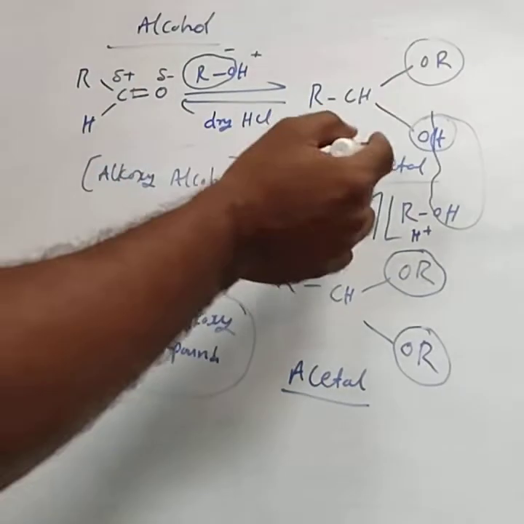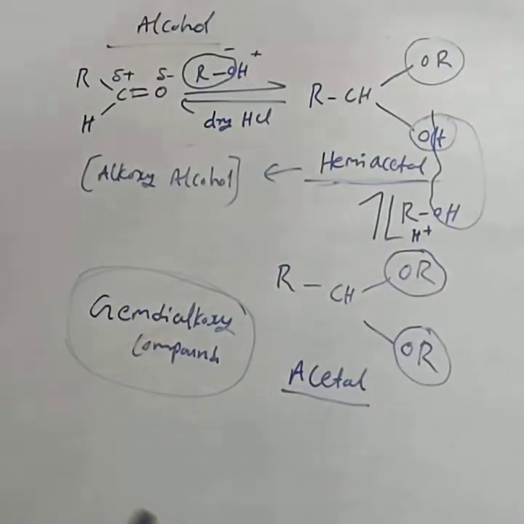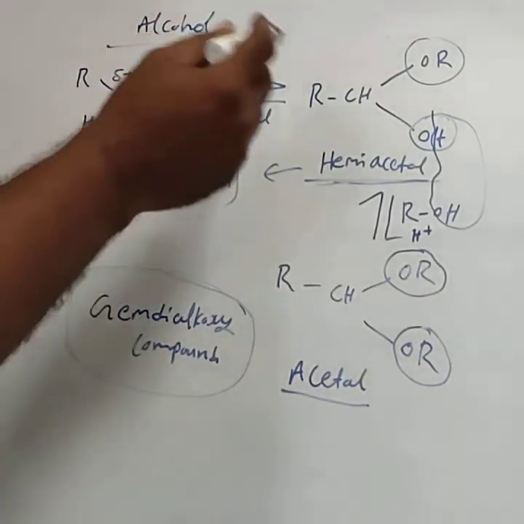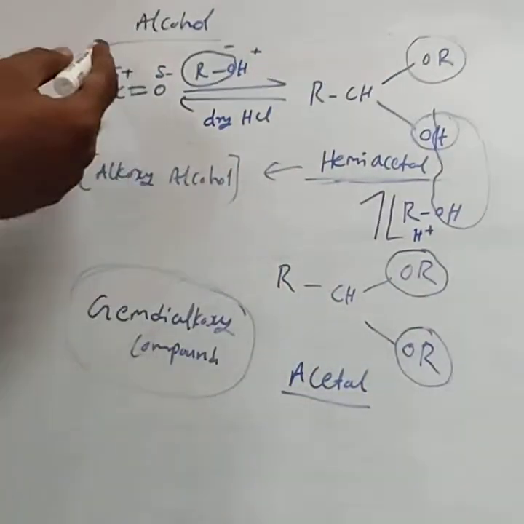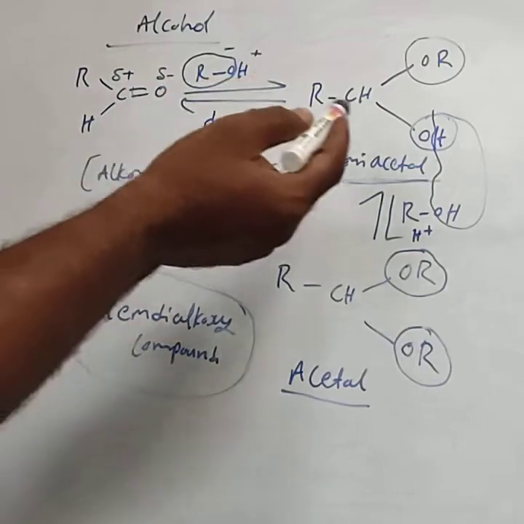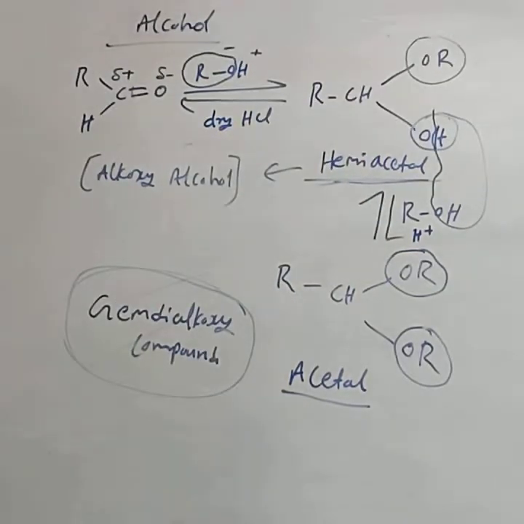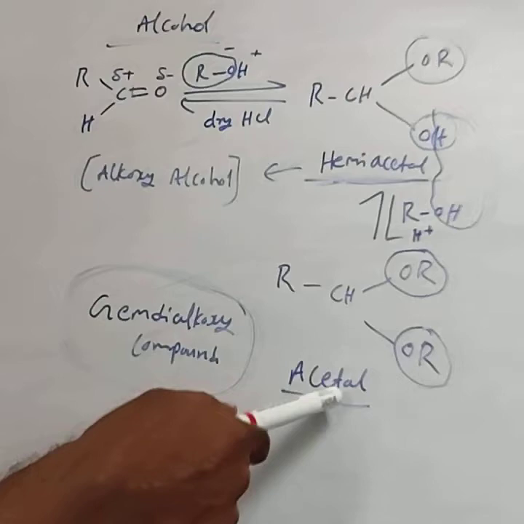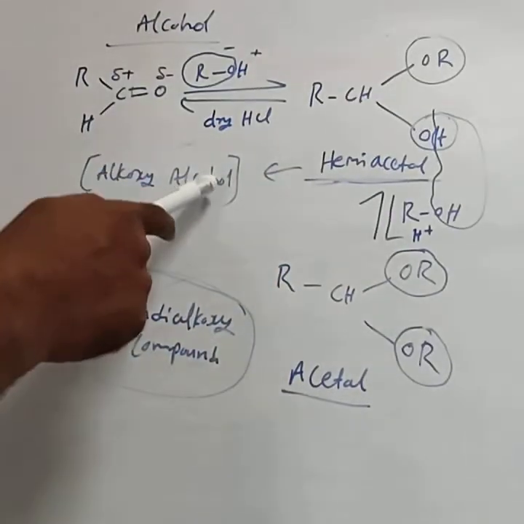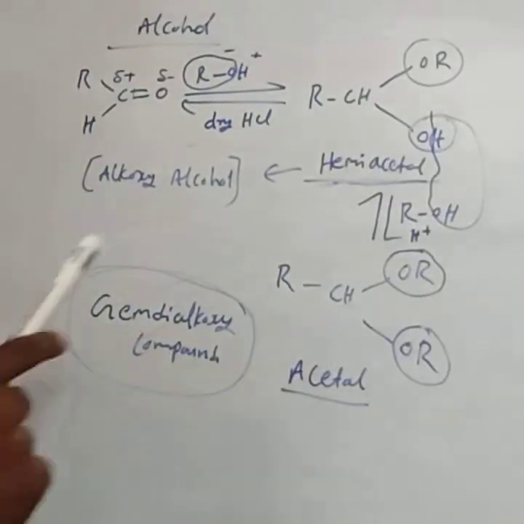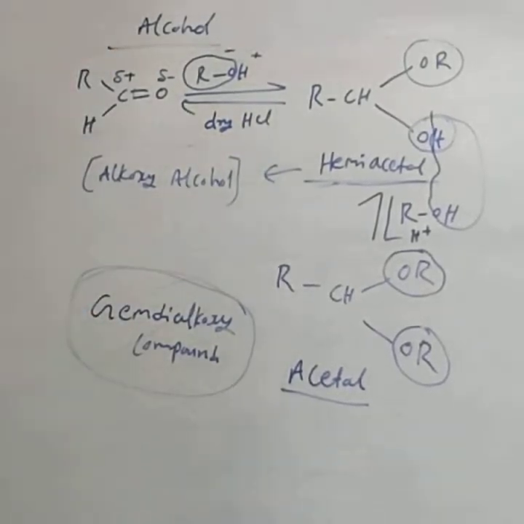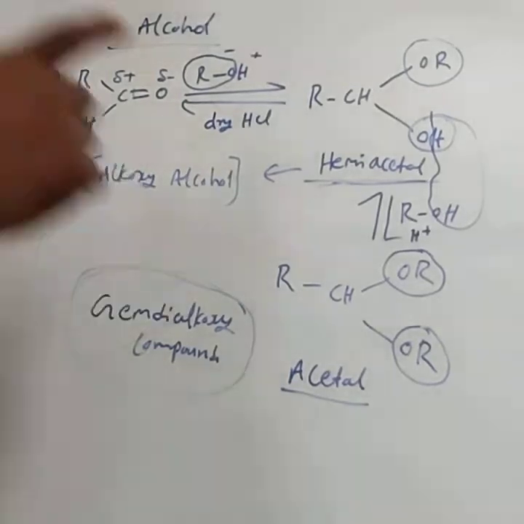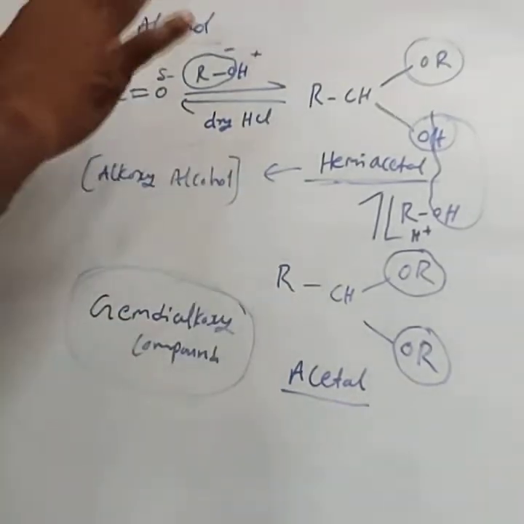Alkoxy alcohols are called hemiacetals. This is important for the 1 mark. Or they can ask how aldehydes react with alcohol. This is the reaction. Aldehyde when it reacts with alcohol results in the hemiacetal and acetal. Hemiacetal means alkoxy alcohol. Acetal means the gem dialkoxy compound. This is the reaction with alcohol for the aldehydes. This is an important one.